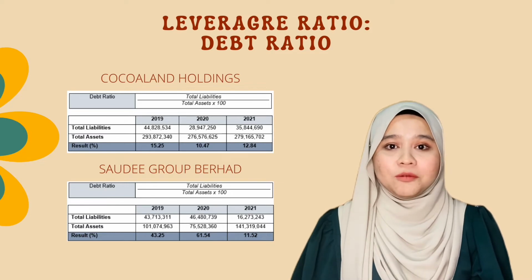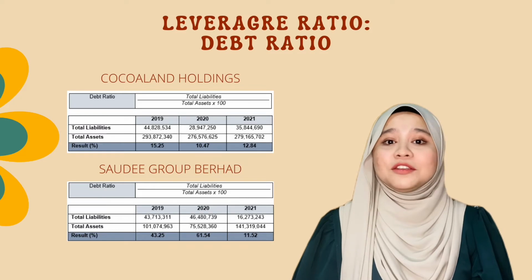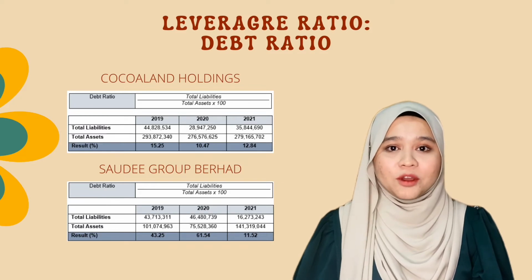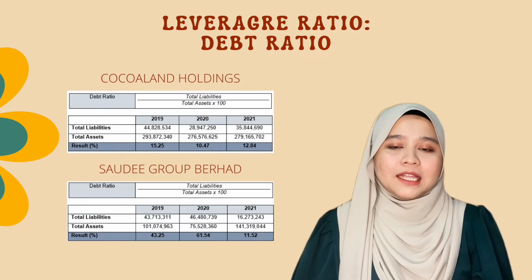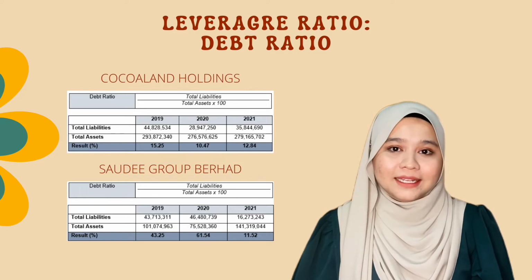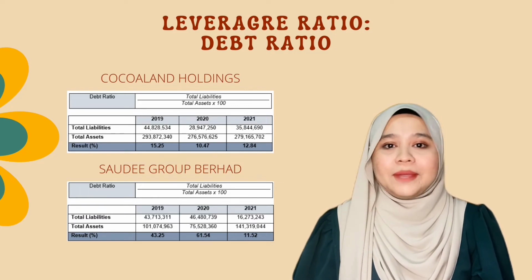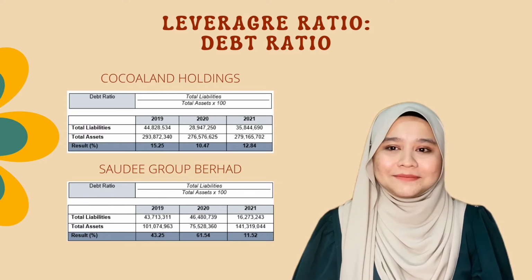As for Saudi Group, the company's debt ratio expanded from 2019 until 2020, with 61.54% as the highest ratio among these three years. Meanwhile, in 2021, the company's debt ratio decreased to an excellent rate of 11.52%, which assumes that Saudi Group is making their business more stable and capable of lasting longer.